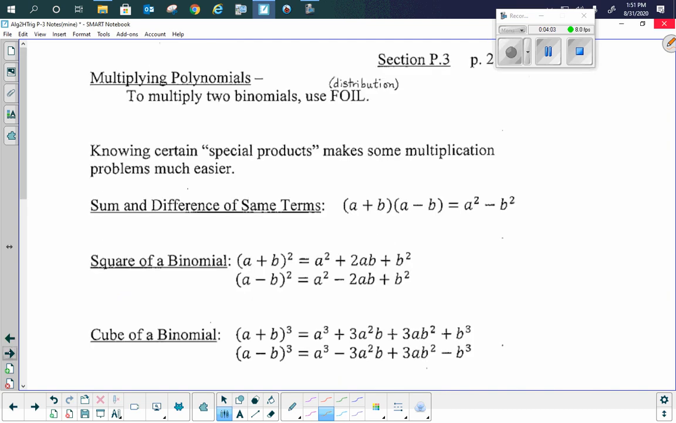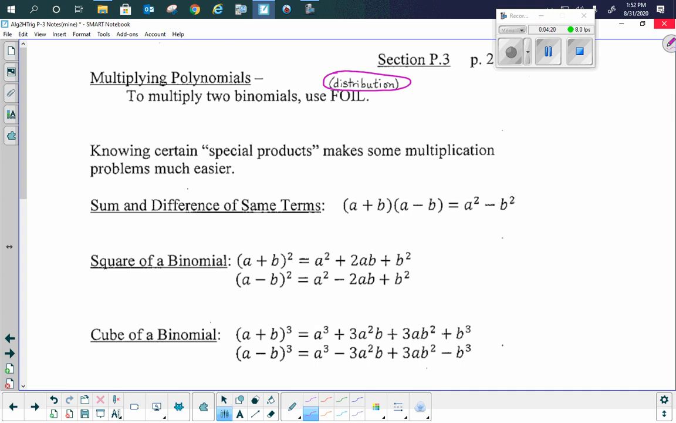Next, multiplying polynomials. So to multiply two binomials, you may have used FOIL in the past. We really are in upper level math. We really need to start using that word that we are distributing. Okay, I think most of you guys have been using that with me anyway. So keep that up. We are really distributing.